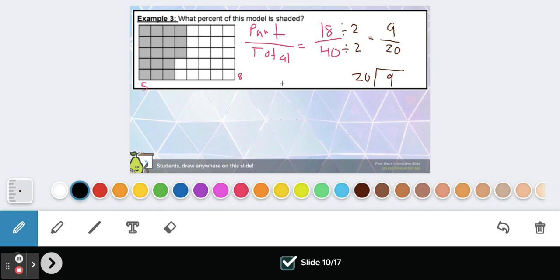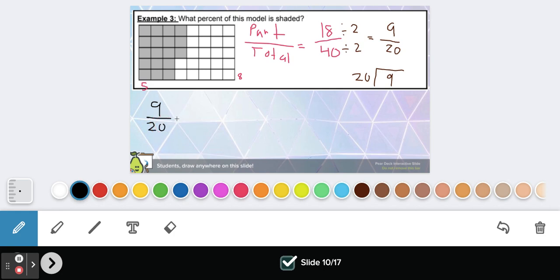So you guys tried it out, and now we're going to figure out this model using a different way that I guarantee you guys this one can help too, okay? So I'm still going to use this fraction right here. So we figured out that fraction. So we have the 9 over our 20, okay?